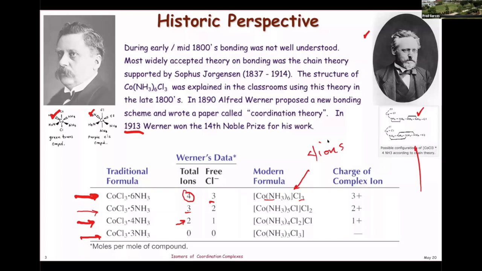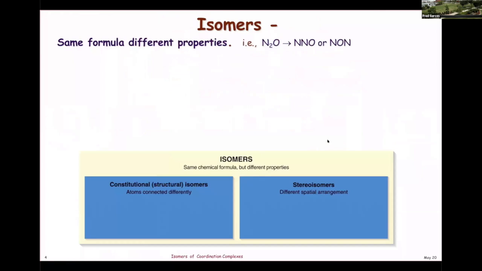Okay, Alfred Werner. And today we believe his theory in terms of coordination chemistry. So this gives rise to ways in which these compounds can form. And so that's why we have isomers. Remember, isomers basically have the same chemical formulas, but because they are arranged in space differently or their connections are different, they have different properties. Just like N2O could be NNO or NON.